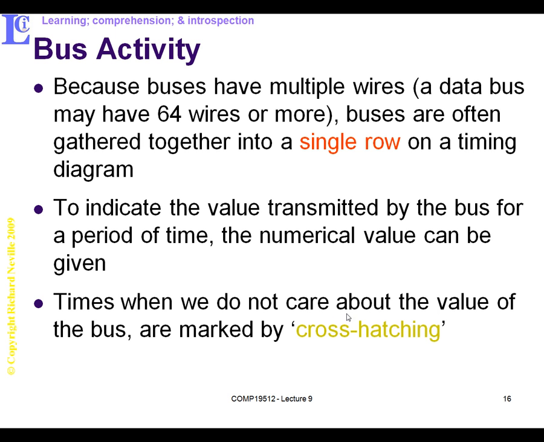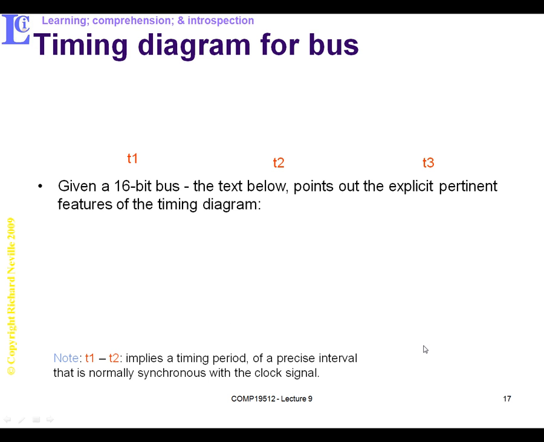And then we say when we're not really interested in particular areas, when we don't care about particular logic levels, we're going to cross-hatch that area. So we'll see this in the diagram on the next page. Let's just reiterate what this means again. I'm going to read out this sentence to make it a bit more explicit: times when we do not care about the values, and that's the logic levels of the bus, are marked by cross-hatching. So let's look at that in the next diagram.